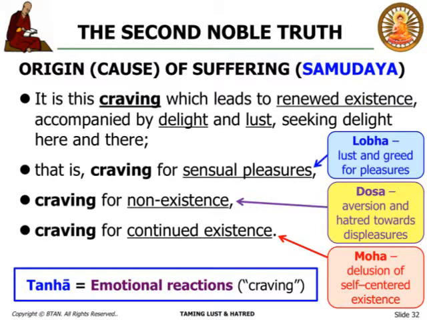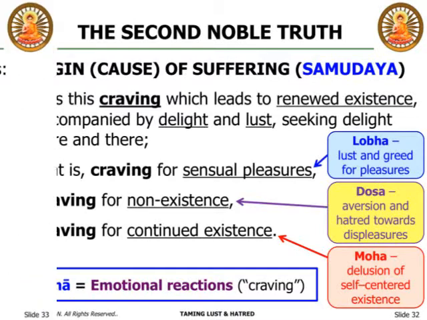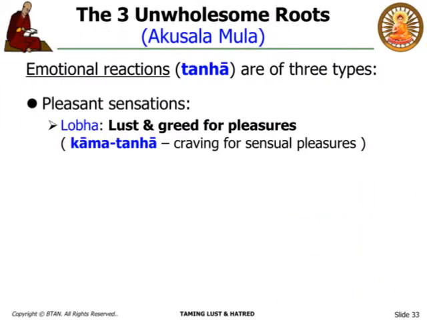So, if you reread those sentences, replace the word craving with emotional reaction, then it is the emotional reaction that leads to renewed existence. It is our emotional reaction that leads to renewed existence, accompanied by delight and lust, seeking delight here and there. It is the emotional reaction for sensual pleasures. Emotional reaction for non-existence. Emotional reaction for continued existence. And we look at these three, the emotional reaction, tanha, for these three.